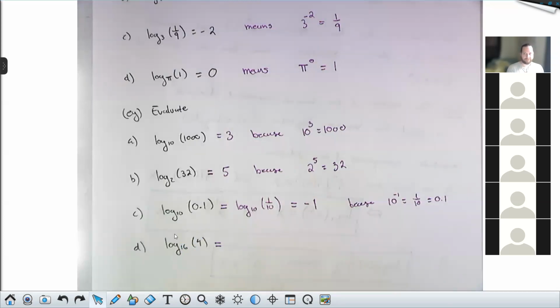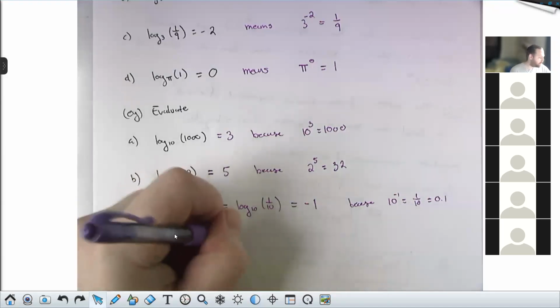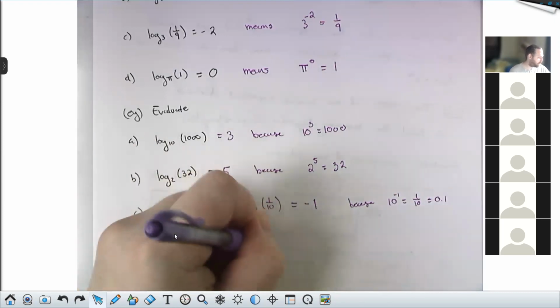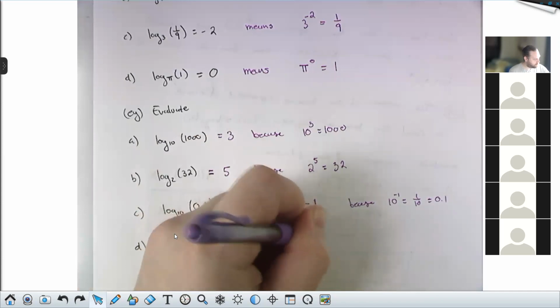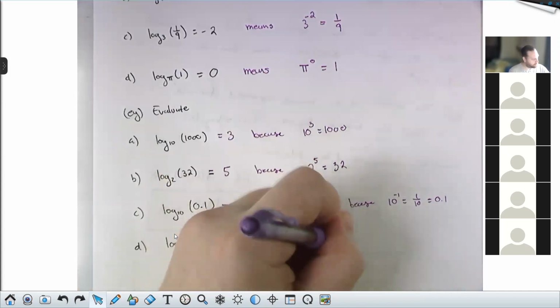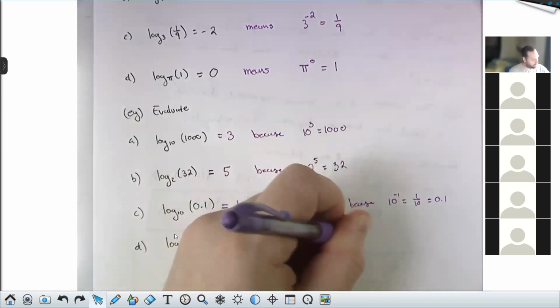1/2. Very good. Yeah, 1/2, right? The square root of 16 is 4. This is 1/2, because 16 to the 1/2 is the square root of 16, which is 4.